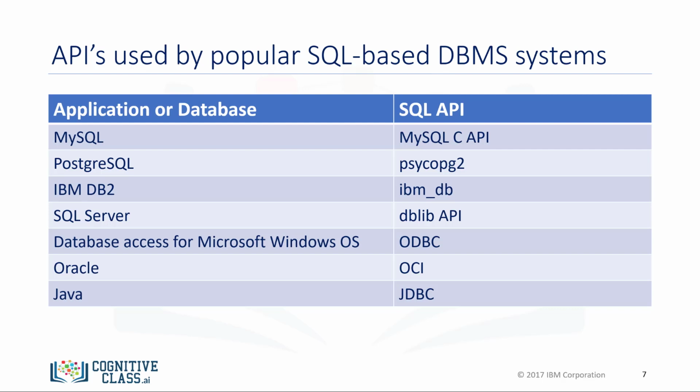The PsychoPG2 API connects Python applications to PostgreSQL databases. The IBM_DB API is used to connect Python applications to IBM DB2 databases. The DBlib API is used to connect to SQL Server databases. ODBC is used for database access for Microsoft Windows OS. OCI is used by Oracle databases. And finally, JDBC is used by Java applications.